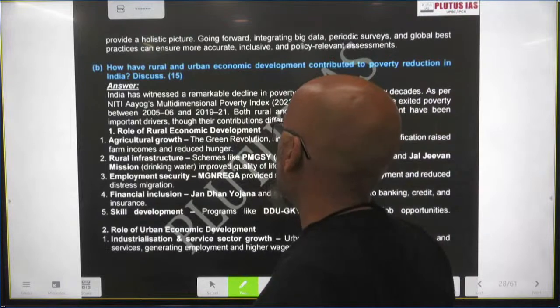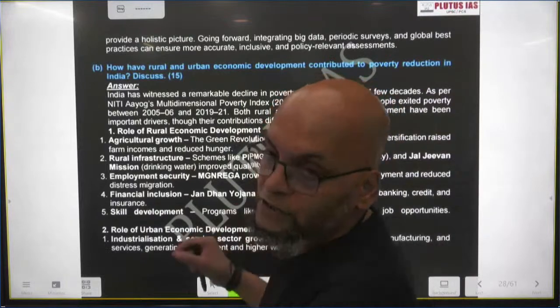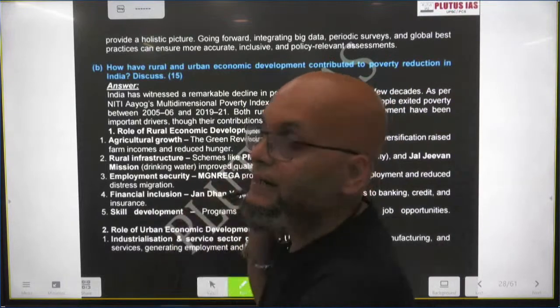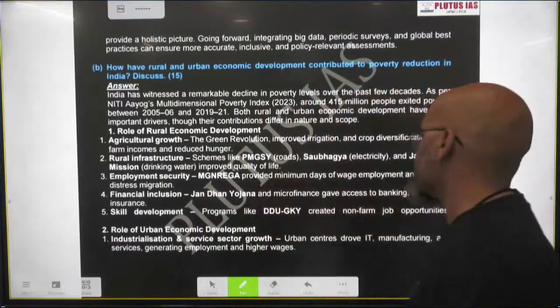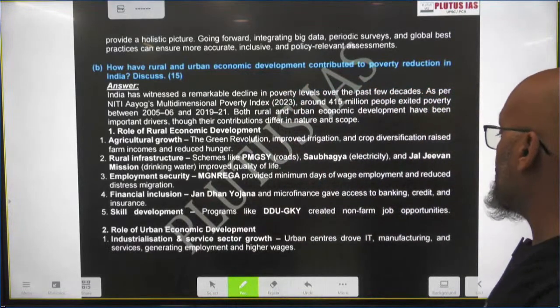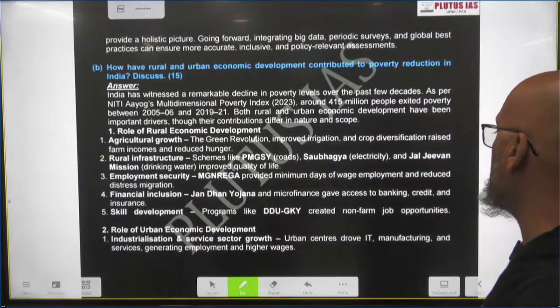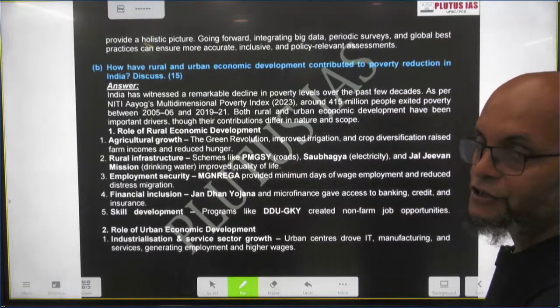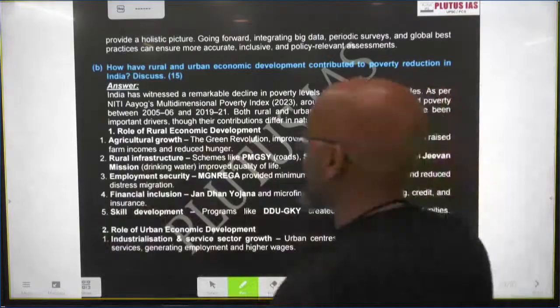Then employment security like MGNREGA, which provides you 100 days of guaranteed employment in rural areas. It provided minimum days of wage employment and reduced distress migration. So people cannot migrate in distress.